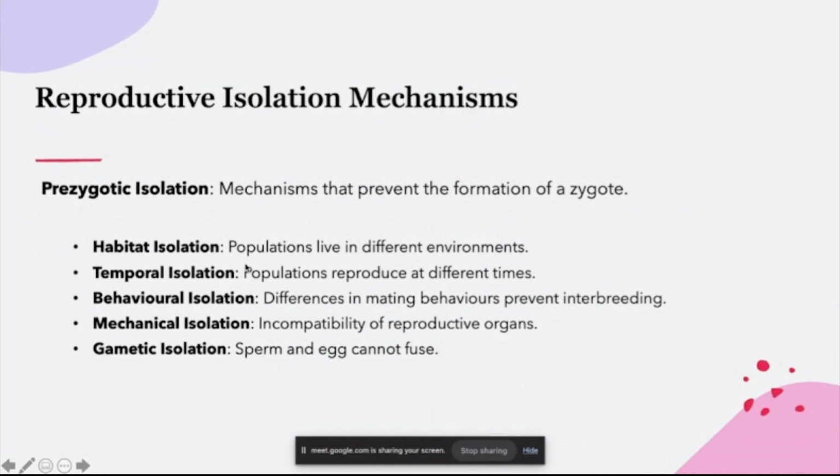There could be temporal isolation, so this could mean that the populations reproduce at different times, and because of this, they wouldn't be compatible. There could be behavioral isolation, so differences in mating behaviors. There could be mechanical isolation. It could be that their reproductive organs are not compatible, and so, of course, that wouldn't work. Or there could be gametic isolation, which would mean that the sperm and the egg would not be able to fuse together. So these are prezygotic isolations.